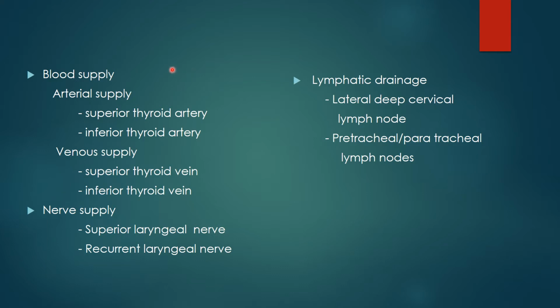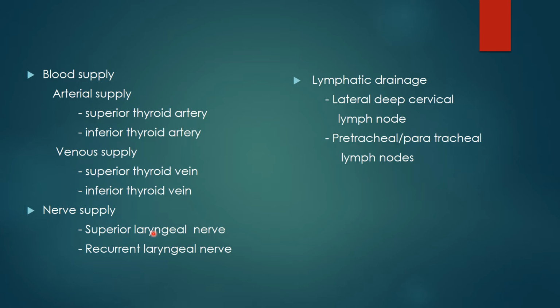So my dear, the blood supply of the thyroid is of two types. One is arterial, the other is venous. The arterial supply includes the superior thyroid artery and inferior thyroid artery. Similarly, the venous supply includes the superior and inferior thyroid veins.